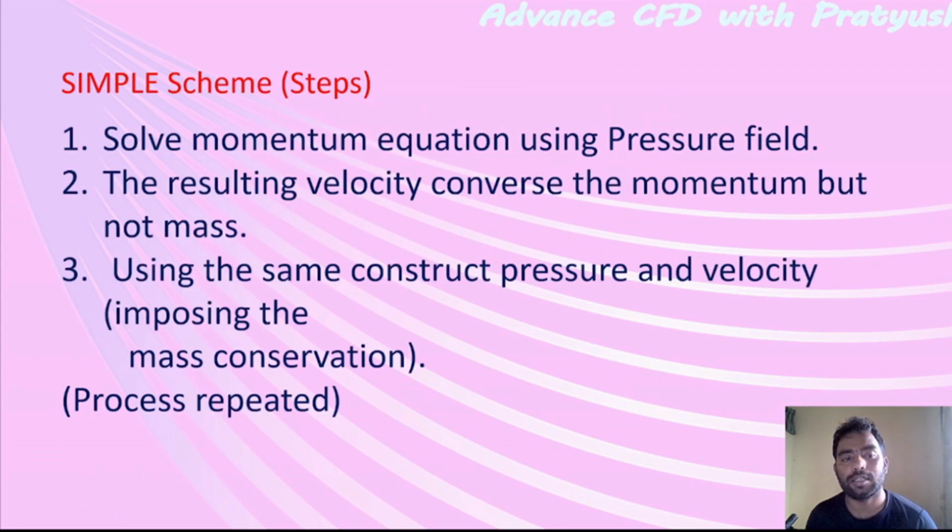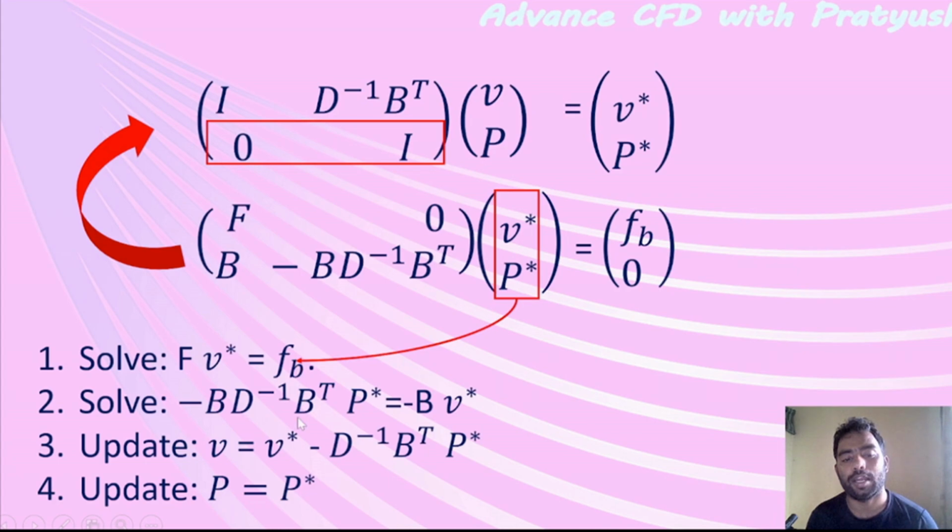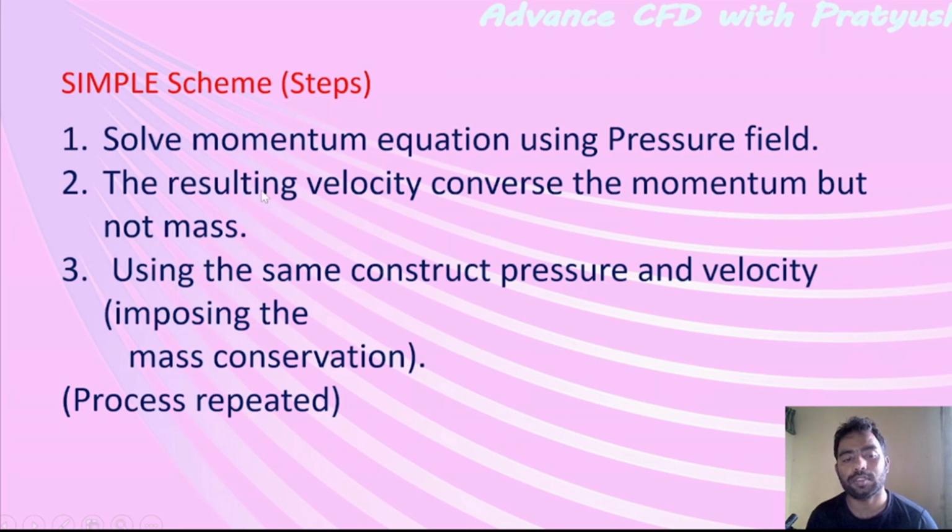And let's write it in the form of steps. First we solve the momentum equation using the pressure field. We take the previous pressure field and solve for the velocity. Since it is solving the momentum equation, the resulting velocity satisfies the momentum equation but not the mass. Now using the pressure corrector and velocity corrector steps, we impose the mass conservation, and we update the value of V and update the value of P. This process will be repeated until we reach the tolerance which we are going to provide.